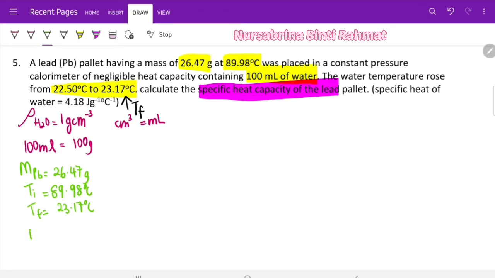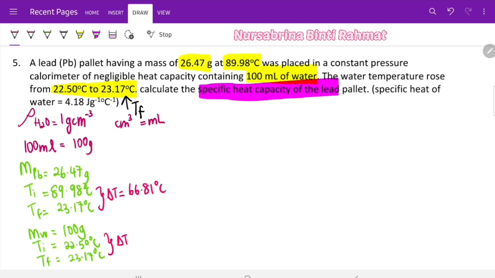For my water, I have 100 grams, the initial temperature of my water is 22.50 degrees Celsius, and the final temperature of my water is 23.17 degrees Celsius. From here, let's first calculate the temperature change. For my lead pellet, it is the higher temperature minus the lower temperature, so the change in temperature is 66.81 degrees C.